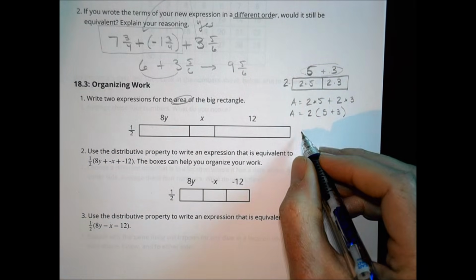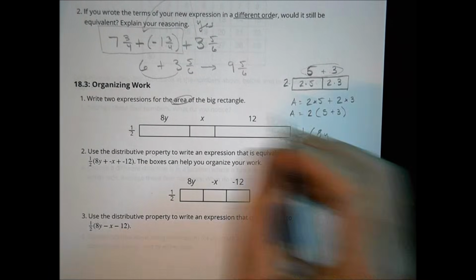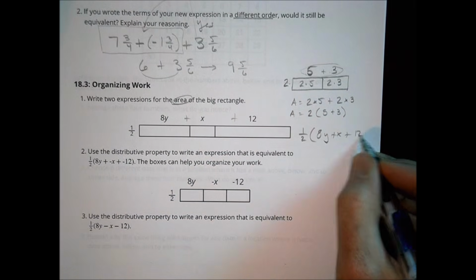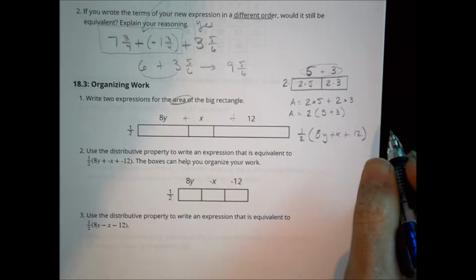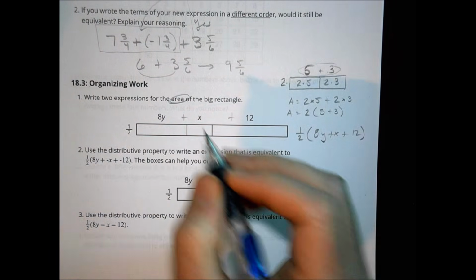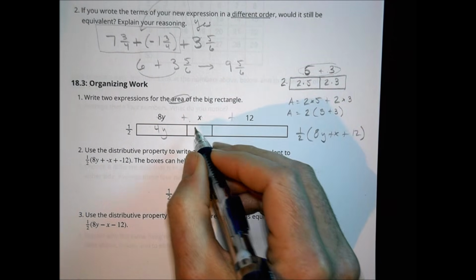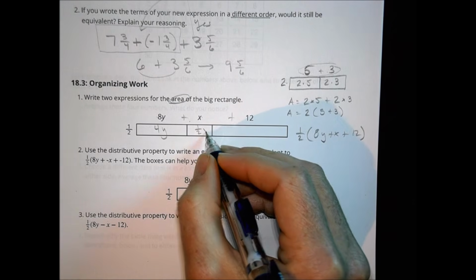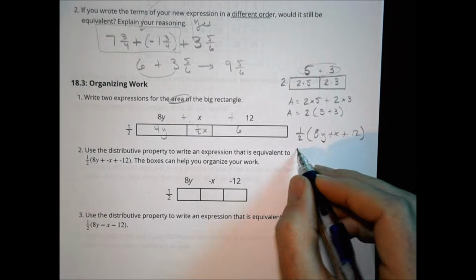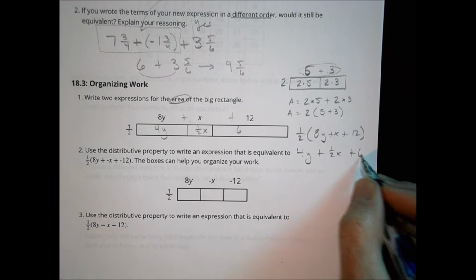Well, let's do it this way. First, we could do it with the half on the outside, and then we have 8y plus x plus 12. Okay, no problem there. That's one way of doing it. But I can also combine it in here. So 8y times a half, 8 divided by 2 is 4, and I have 4y. A half times x is going to be 1/2 x, and 12 times a half is going to be 6. So I can also write 4y plus 1/2 x plus 6.